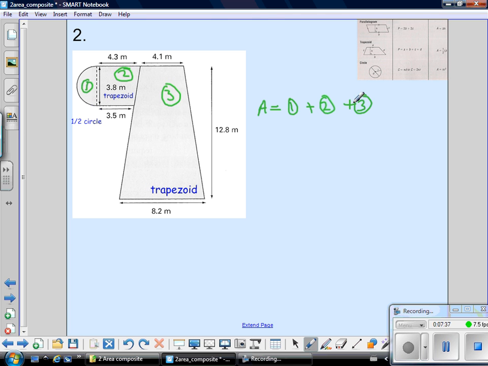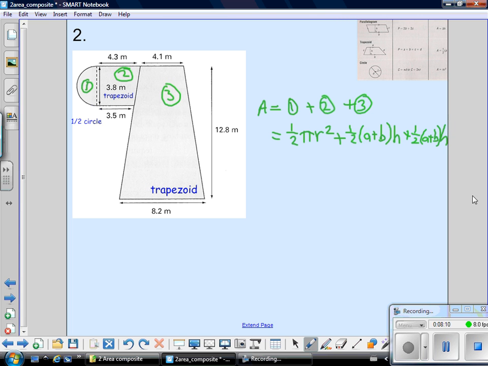Like the previous question, again, I'm going to write down the simple formulas. So it's going to be 1/2 pi r squared, so that's half my circle. My trapezoid is 1/2 bracket a plus b times height. And I have to repeat that because both of those are trapezoids, and so then I'm going to put it as well. I just have to be careful when I substitute in that I'm substituting the correct a and b and height for the correct trapezoid.